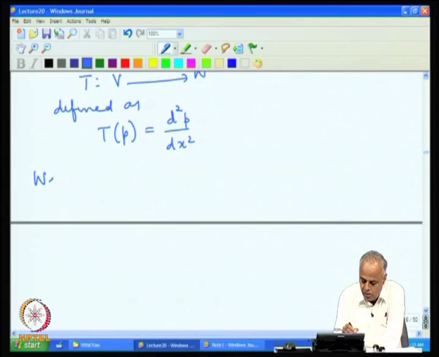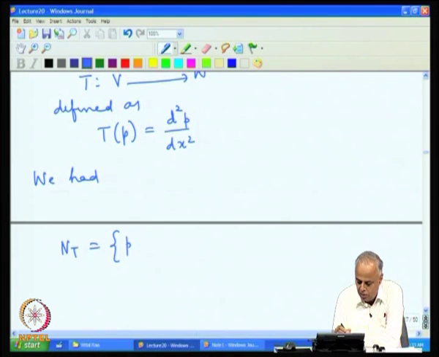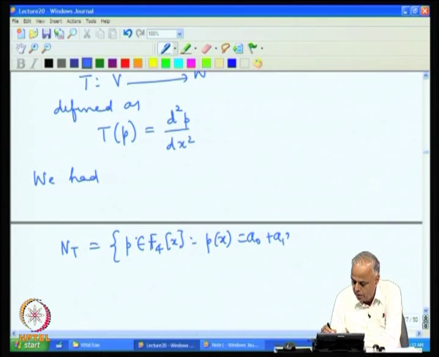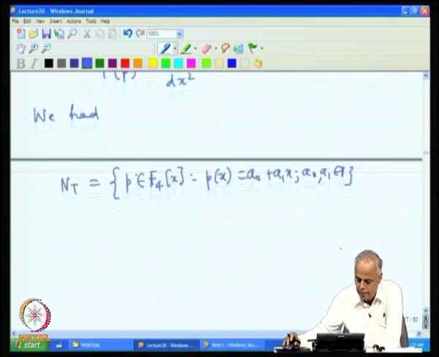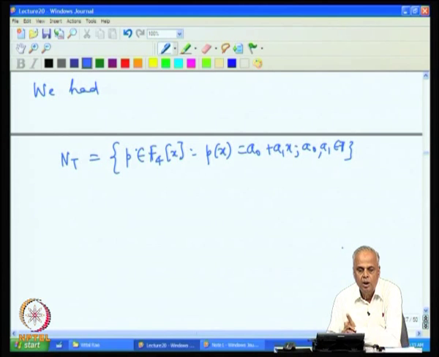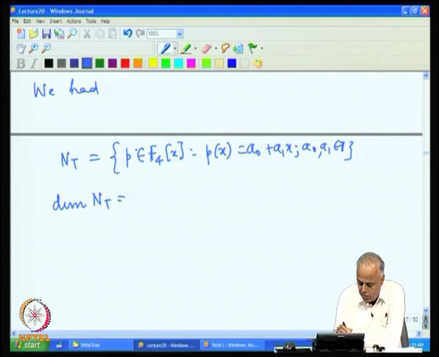And we found the null space of T consisted of all linear polynomials P belonging to F4 x, such that P x is a naught plus a 1 x, a naught and a 1 scalars. And the dimension of this space is 2, because the polynomial 1 and the polynomial x span the space and they are linearly independent, and so these two form a basis. So, the dimension of the null space of T we found as 2, and that is what the nullity is.